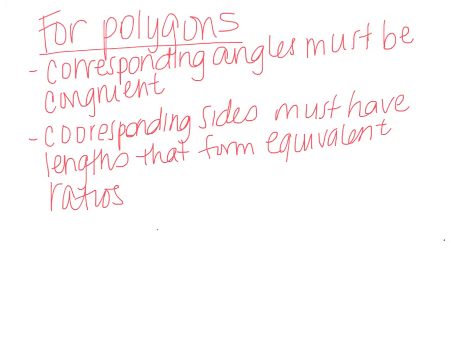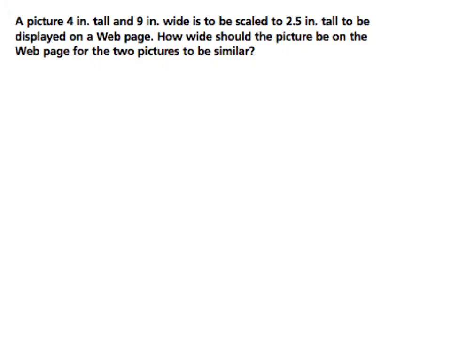So for the majority of this lesson, we are going to be looking at polygons. And there are two things that we need to have down. So for polygons, you must have corresponding angles that must be congruent. And remember, congruent means the same size. Then also, corresponding sides must have lengths that form equivalent ratios. So they must be in proportion. So let's start with this first example.